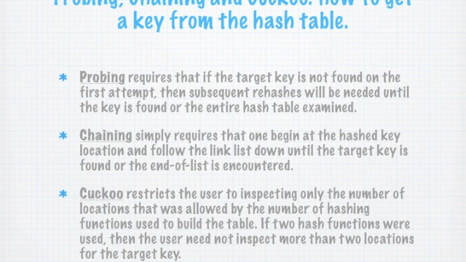Again, since cuckoo restricts where you can put a key by the number of hash functions it uses, you can find out pretty quickly if what you're looking for is there or not there. For example, if you have two hash functions to create your hash array, hash table, it should take you no more than 2 inspections to find it.